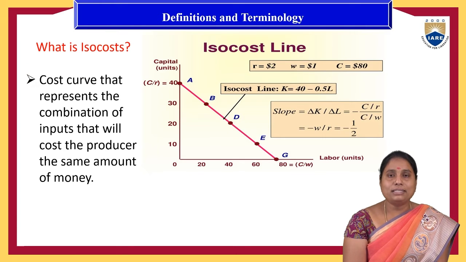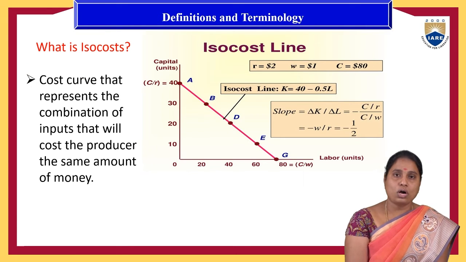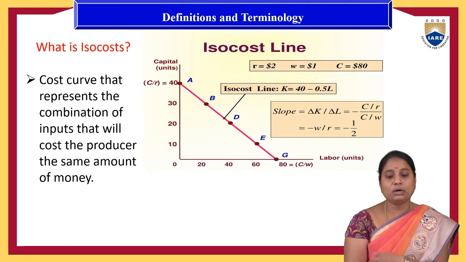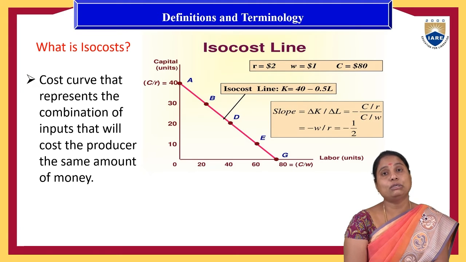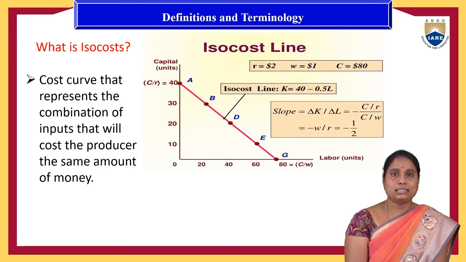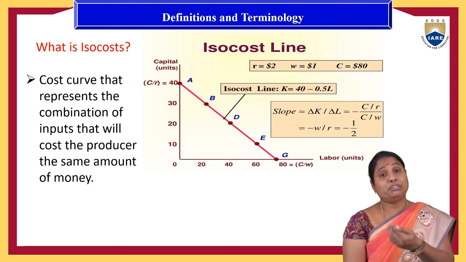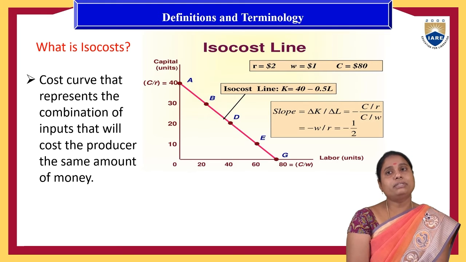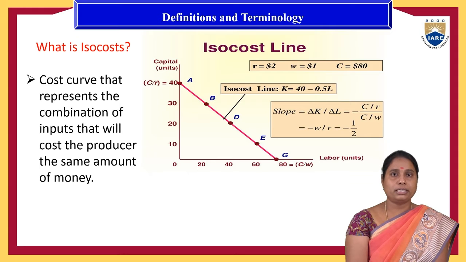Same as isoquants, there is the isocost. This curve represents the combinations of inputs for which the cost, that is, the expenditure incurred on those inputs, must be the same. They may give different outputs, but the cost incurred should be the same. If that occurs, those curves are called isocost curves.